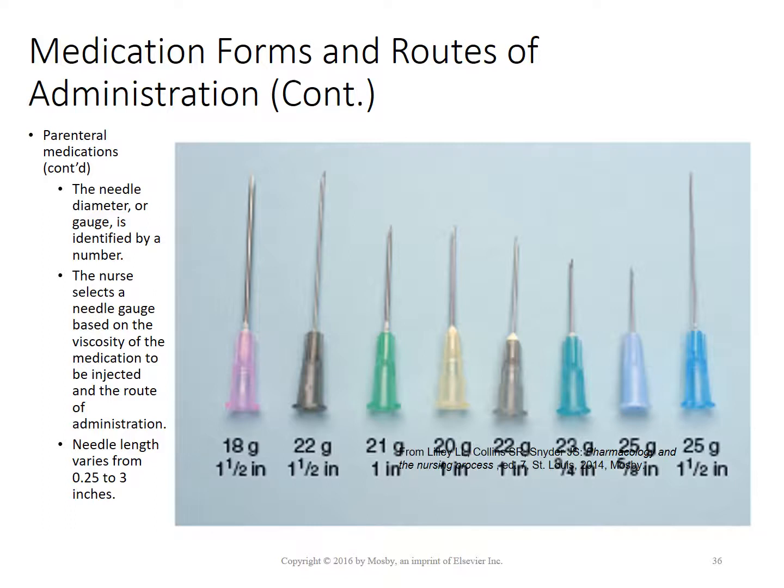Now, this is something you need to memorize in the long run. Needles are categorized according to the length and the size. The length is in inches, and the size usually uses what's called a gauge. The typical needle for subcutaneous is small, like 25 gauge. And the typical needle for an IV is going to be a 21 or a 22. On the left-hand side of this, you'll see an 18 gauge.